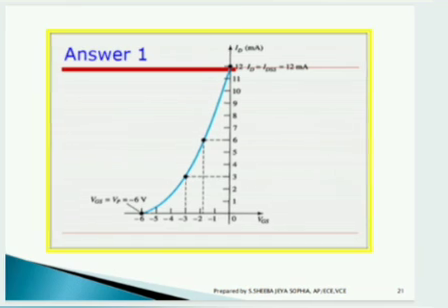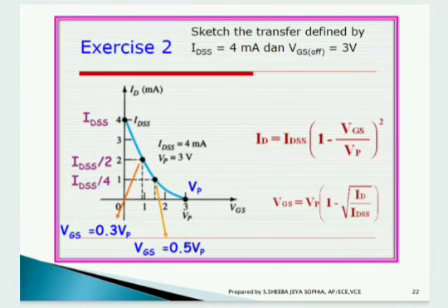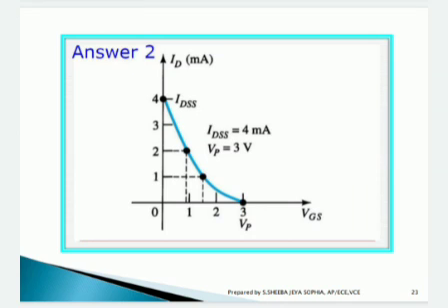Moving to the second problem, similarly to the first problem, here also they have given the values of IDSS as 4 milliamps and VGS off equal to 3 volt. So taking these two values, I am finding the value of VP and finding the values of VGS. I am substituting for different values of ID.